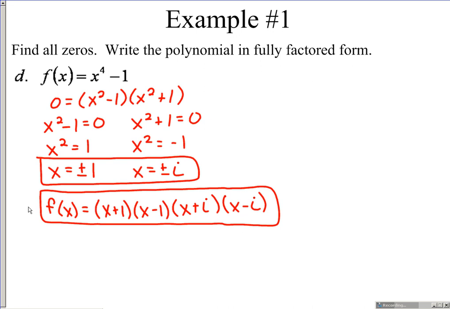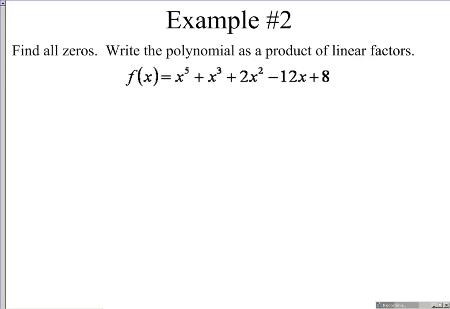Anytime you are writing it in fully factored form, product of linear factors, you should have as many factors as you do degree of the polynomial. In this case, 4 factors, 4 solutions because it was a degree 4 polynomial. Now here, if we plug in 0 for y, obviously we don't know how to factor something that is degree 5.